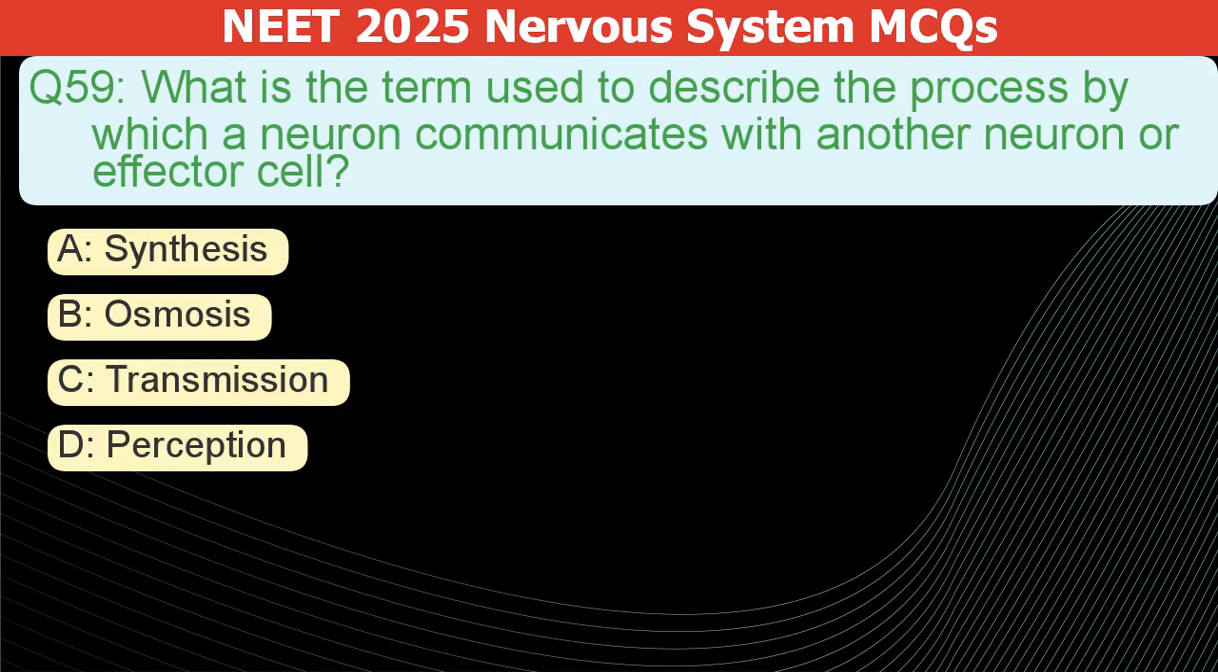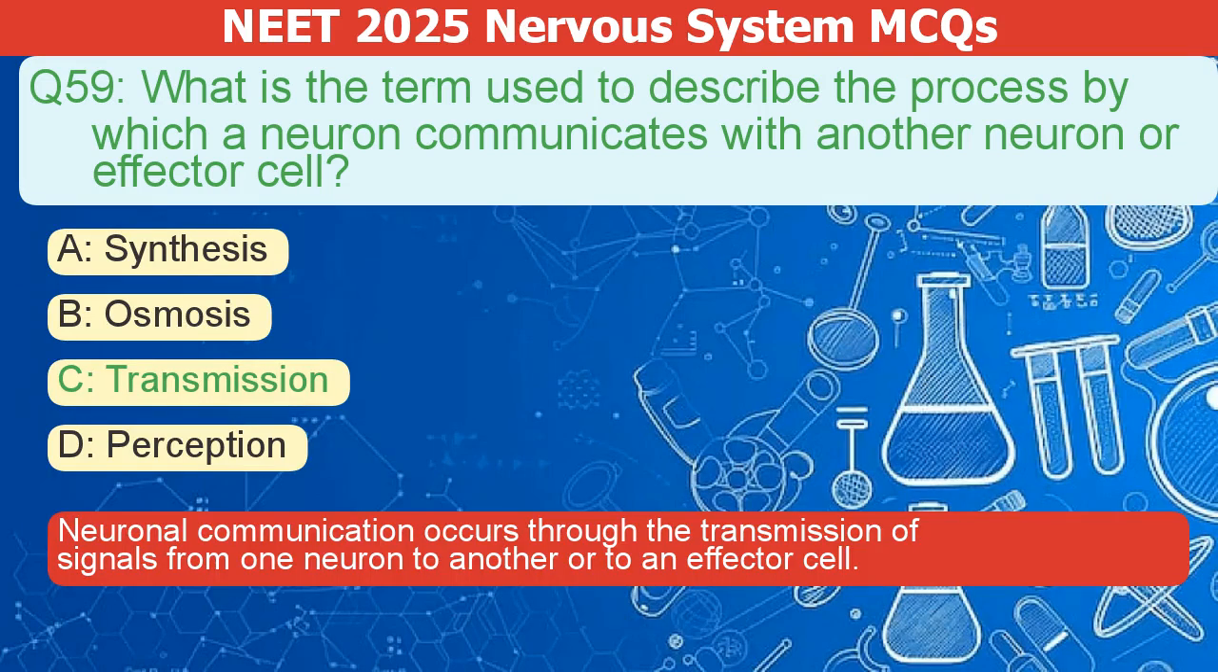What is the term used to describe how a neuron talks to another neuron or a cell that does something? A. Synthesis. B. Osmosis. C. Transmission. D. Perception. The correct answer is C. Neuronal communication occurs through the transmission of signals from one neuron to another, or to an effector cell.